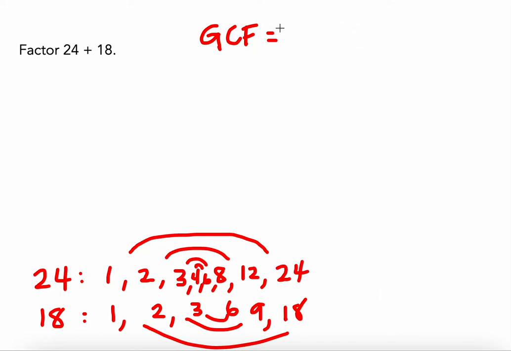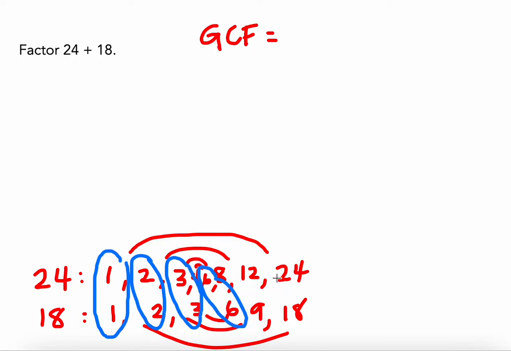And remember, I need to find my GCF because I need to factor 24 plus 18. So I'm going to take out my GCF, my greatest common factor. Let me go ahead and use a different color. They both have 1 in common, both have 2 in common, both have 3 in common, both have 6 in common, and it looks like that's it. So my GCF is going to be 6. Remember, there are many other ways of finding GCF that we've talked about in the past, but this is just the more traditional way, so that's why I used that method.